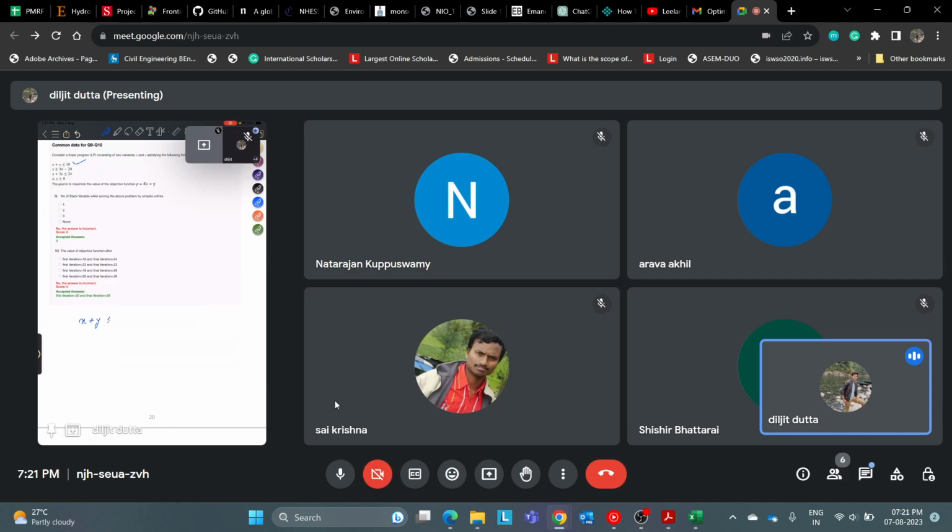x plus y less than or equal to 10, 4x minus y less than or equal to 20, x plus 3y less than or equal to 24, and finally x, y greater than or equal to 0. So these are the constraints. The function to maximize is 4x plus y. Since we have to maximize, we'll convert it to a minimization problem.